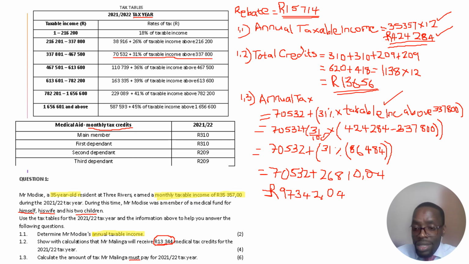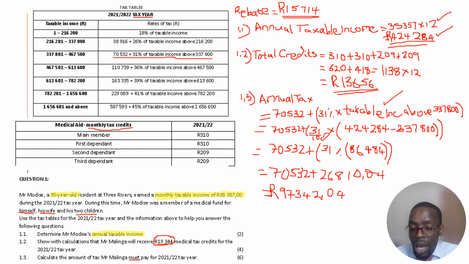In other words, for us to be able to calculate the tax due, we now need to subtract from this amount of money things like the medical credits and things like the rebates. We need to subtract these medical credits, and we also need to subtract this rebate that I have added here, just to modify the question so that you know how it's applied in the exam. So in the exam, according to this question, they are saying must pay.